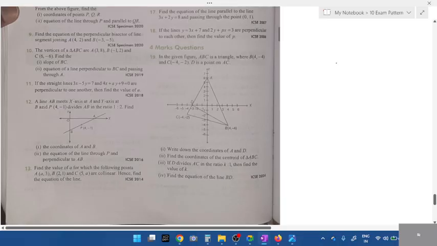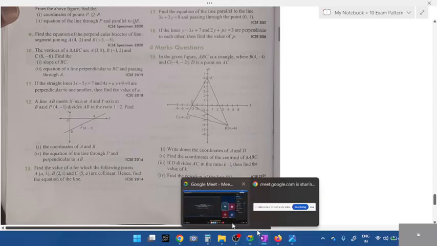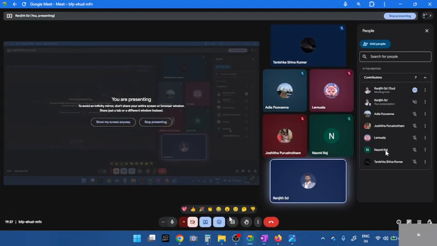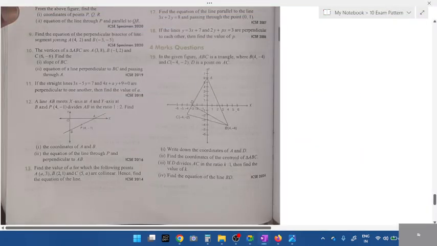What is given, students? Write the coordinate. If you all feel equation of a straight line is tough, you can do these kind of questions to look at. You'll get 1 3 marks question, whatever you solved, and 1 4 marker question.